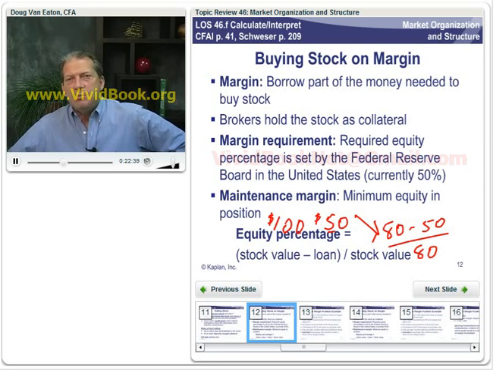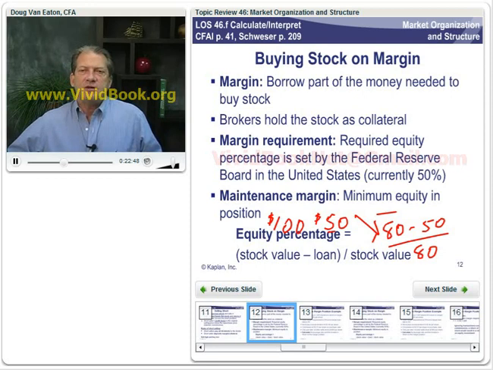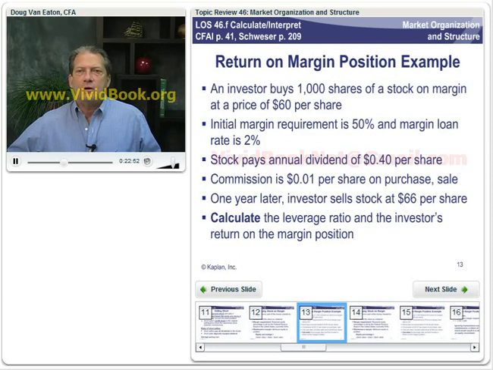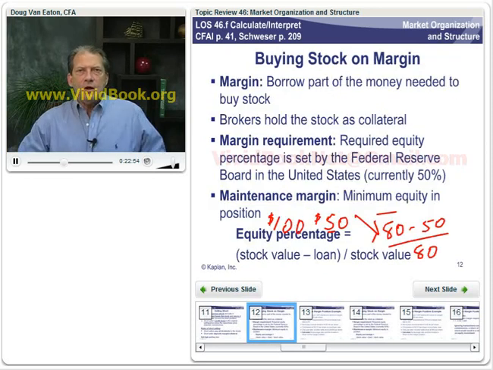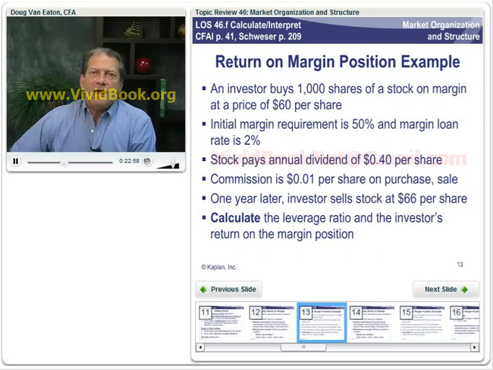So we'd still be above a maintenance margin of 30%. And we can calculate what the price is at which we would get a margin call. Did I go too far? Nope, there we go.